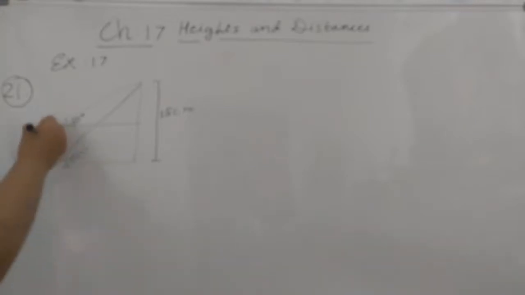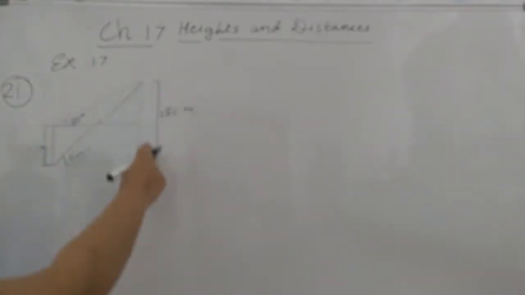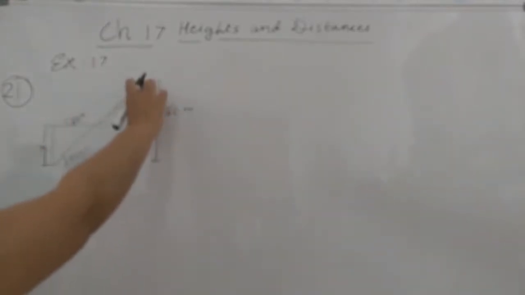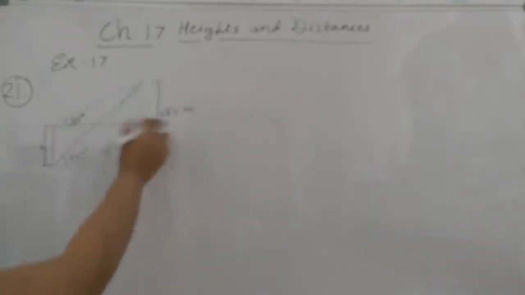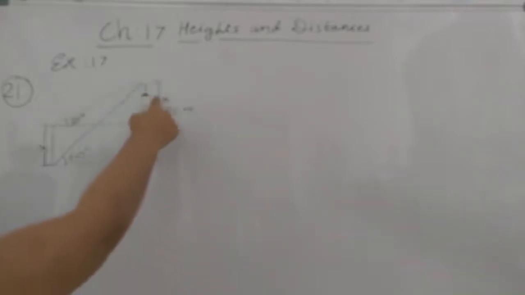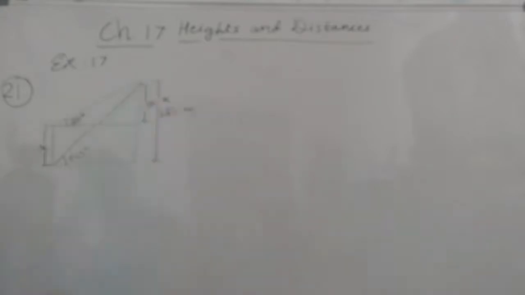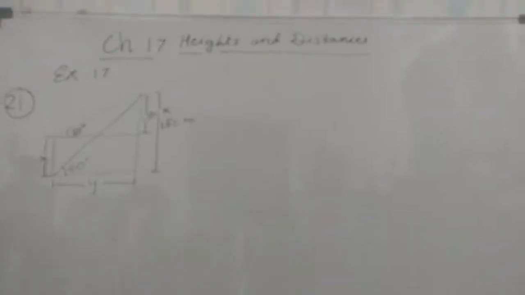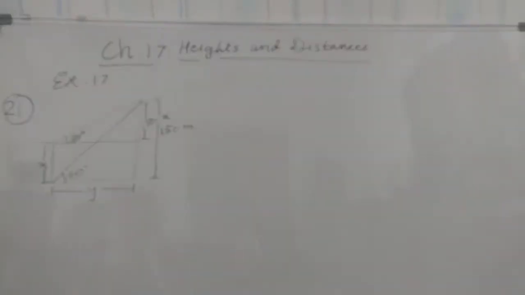So here I take, let this be x. Now this whole is 150. So how much will this part be? This is x only, opposite. So this will be 150 minus x. This much distance is 150 minus x. Now here nothing is given, so we can write this horizontal distance as y. So likewise we get our complete figure of the cliff and tower.